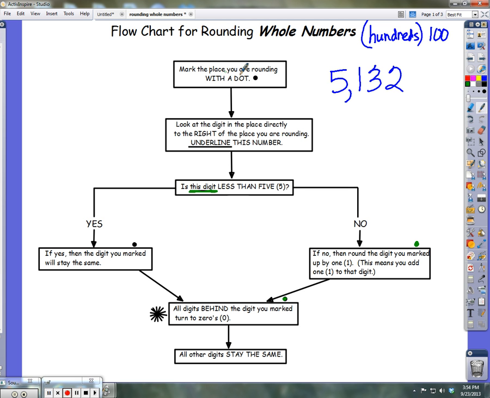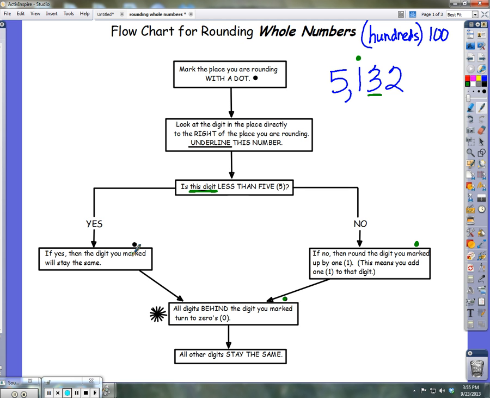First step, mark the place you're rounding with the dot. The 1 is in the hundreds place, so I'm going to mark it with a dot. Next step, underline the digit directly to the right, so the 3 will be underlined. Now the question, is the underlined digit less than 5? Well, this time the underlined digit is less than 5, so the answer is yes, so I'm going to go to the yes side of the flow chart.